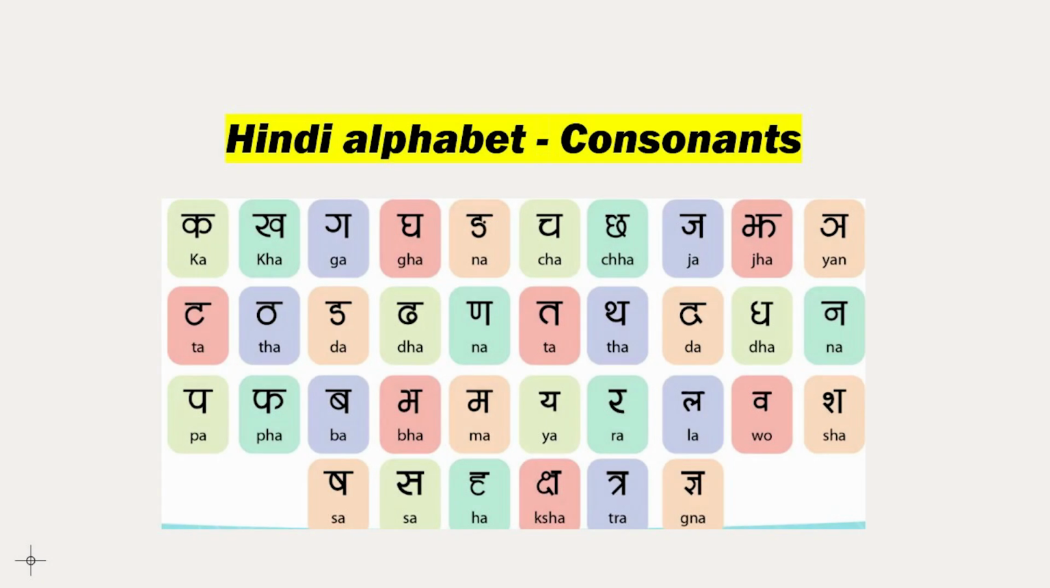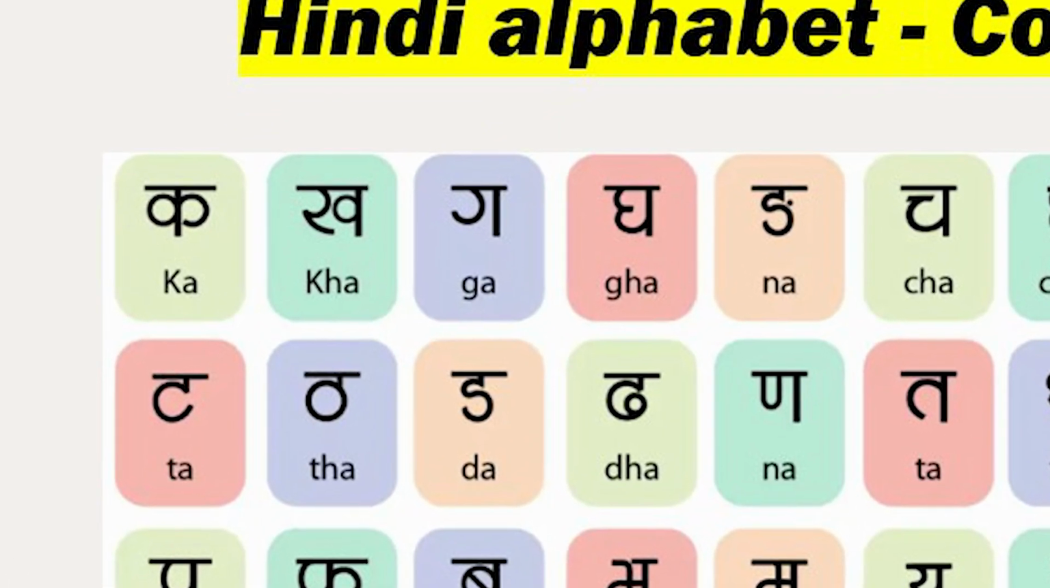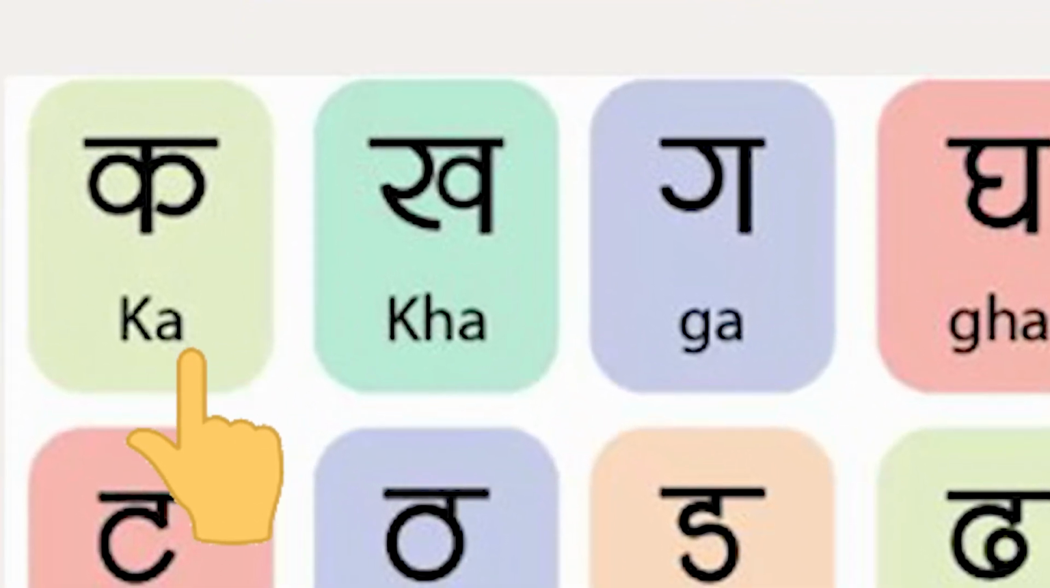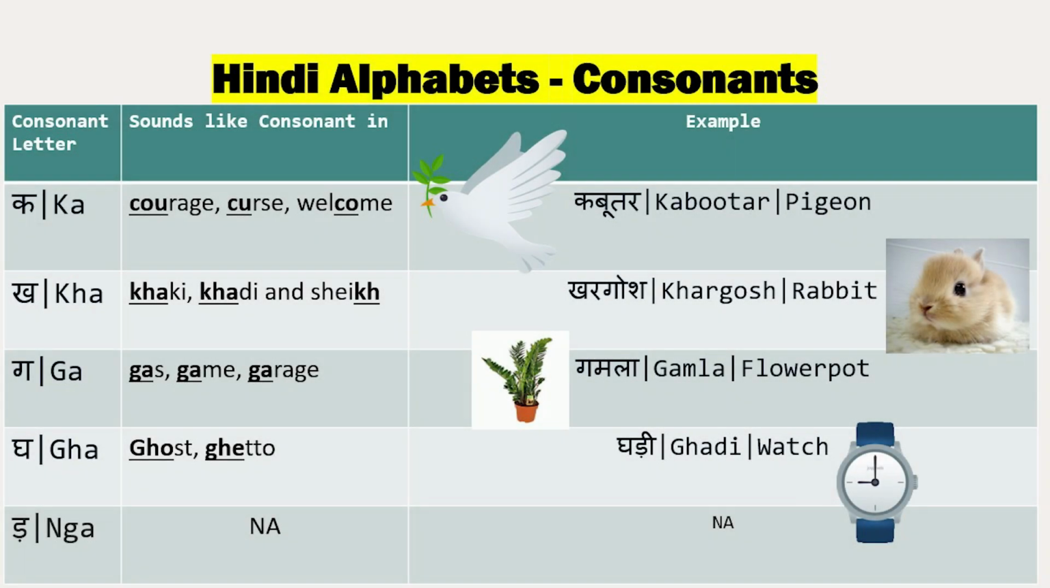When reading the consonants, we add the vowel sound a by default. For example, the first consonant in Hindi is k. It is a combination of k and a sound. Let's look at the first 5 consonants: k, kh, g, gh, and nga.